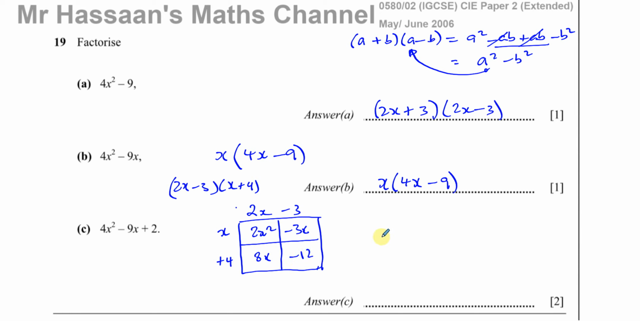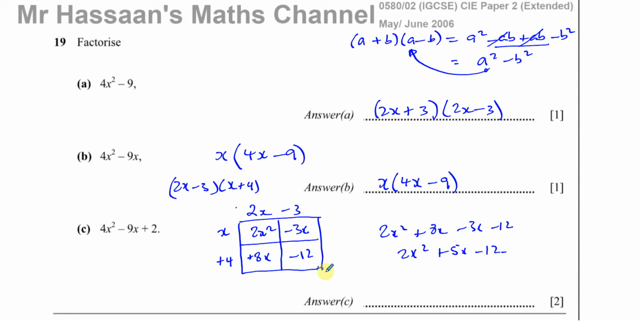So altogether, we end up with 2x squared plus 8x, plus 8x minus 3x and minus 12, which gives us 2x squared plus 5x minus 12. So that's what happens when you expand this using the grid. You get, of course, the same answer as you would just normally.